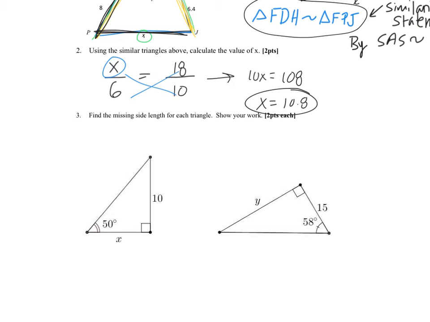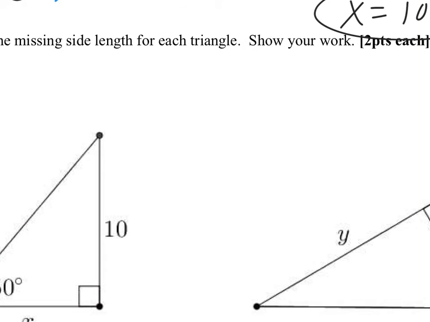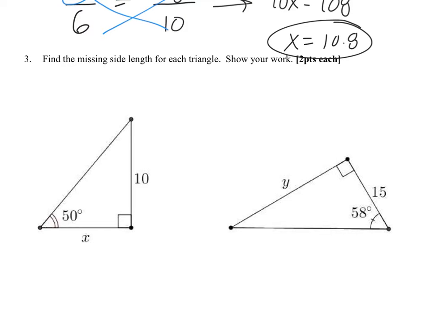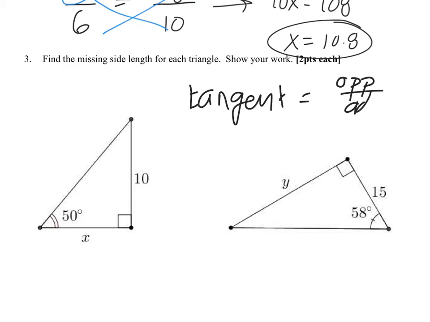Lastly, find the missing side length for each triangle. This was not good at all on our quiz for those of you who submitted it. And in these problems, we cannot use Pythagorean theorem. We have to use this idea of what we've talked about with the tangent ratio. And we said that the tangent ratio is a ratio of sides. And so tangent is merely a ratio of the opposite side divided by the adjacent side.